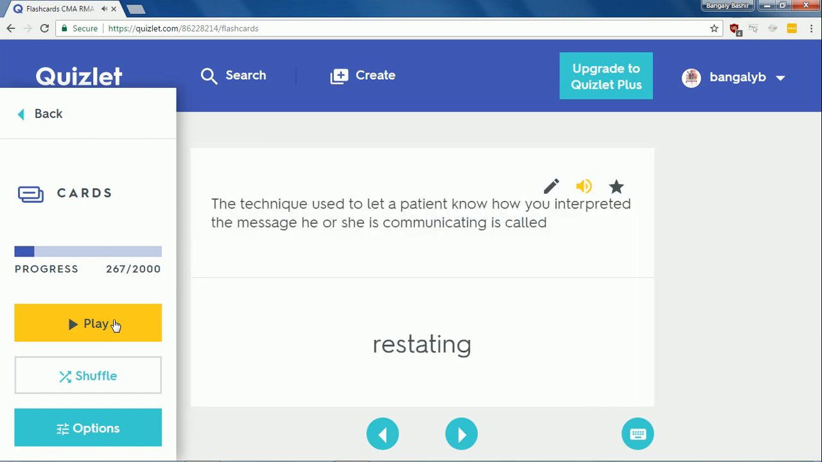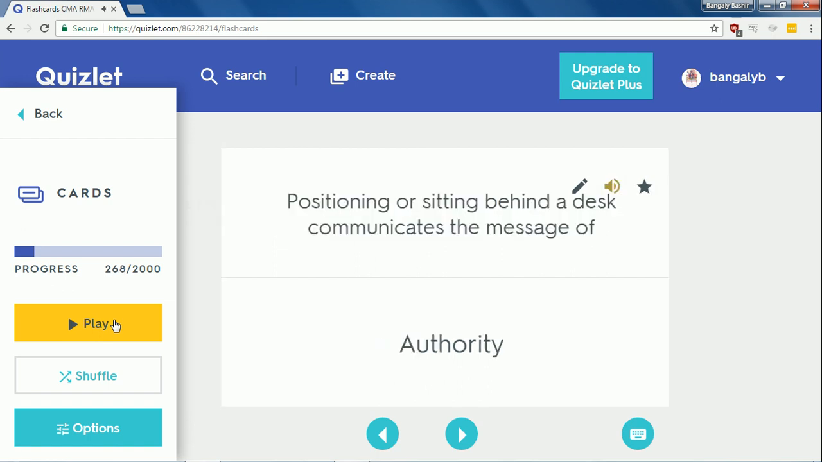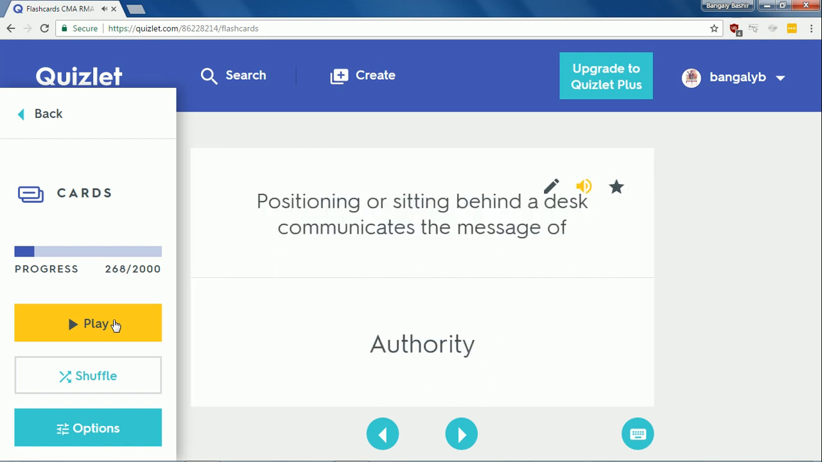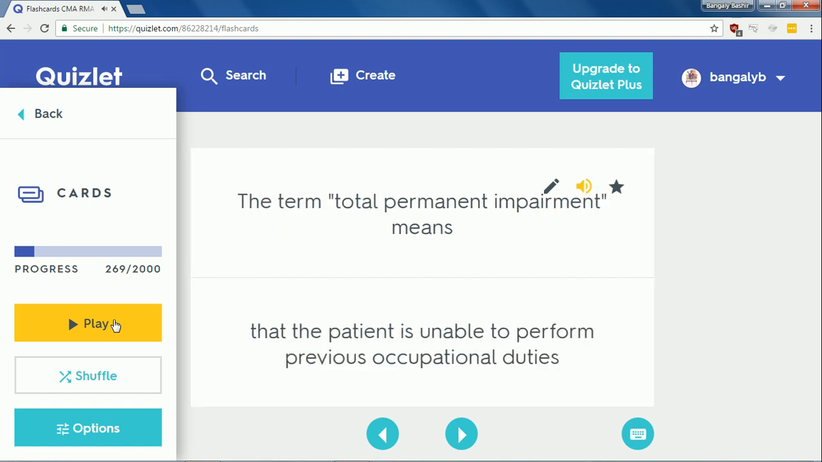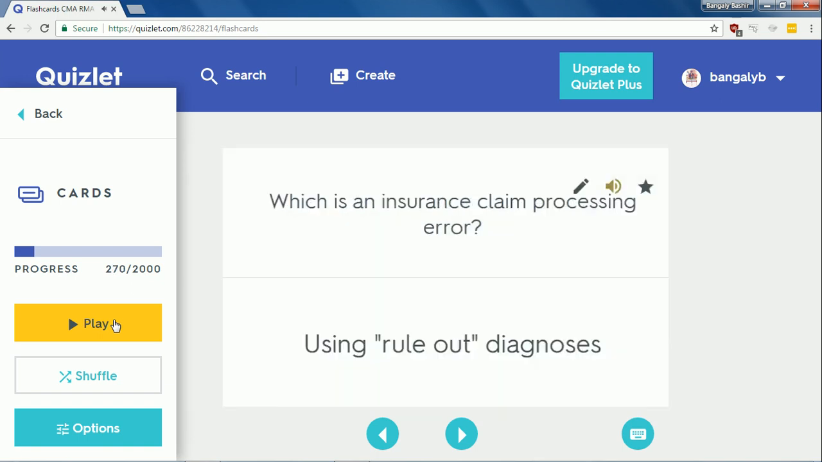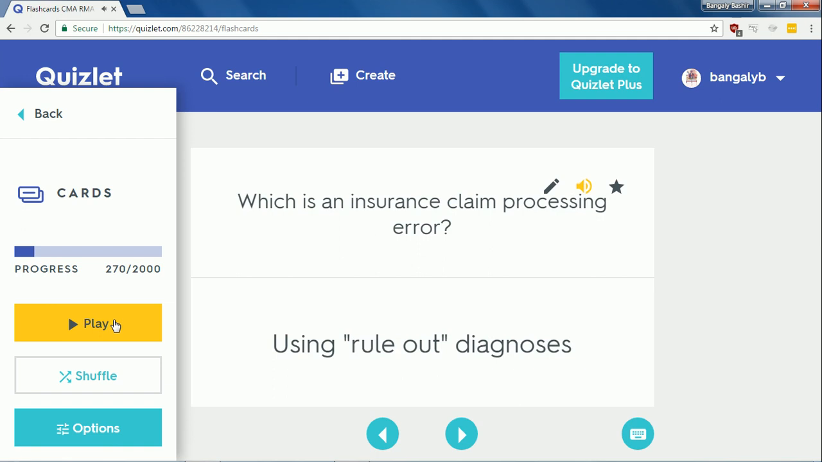The technique used to let a patient know how you interpreted the message he or she is communicating is called restating. Positioning or sitting behind a desk communicates the message of authority. The term total permanent impairment means that the patient is unable to perform previous occupational duties, which is an insurance claim processing error using rule-out diagnoses.